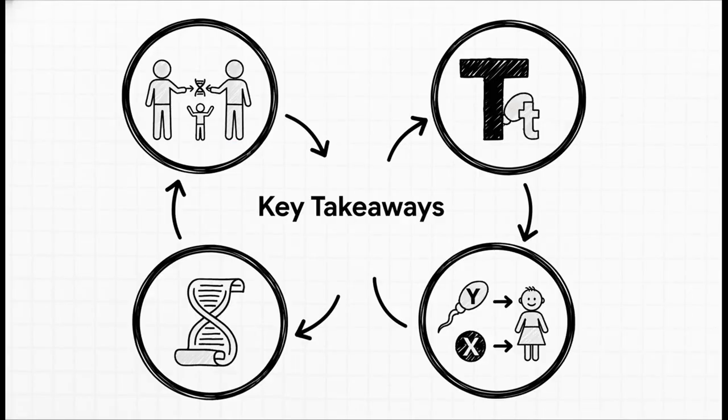All right, so let's do a quick recap of the key takeaways from today. What did we learn? First, that genes are passed on from parents to children. Second, some traits are dominant, while others are recessive. Third, all the instructions for these traits are written in our DNA. And fourth, in humans, the father's chromosome is what determines the sex of a child.